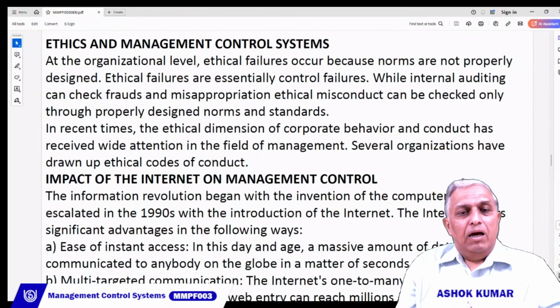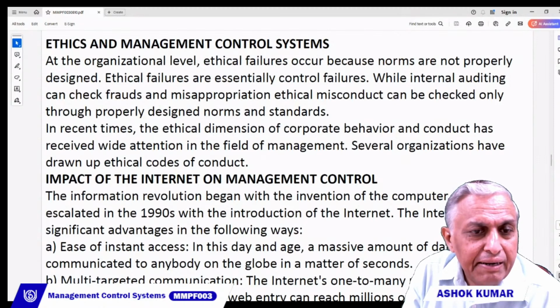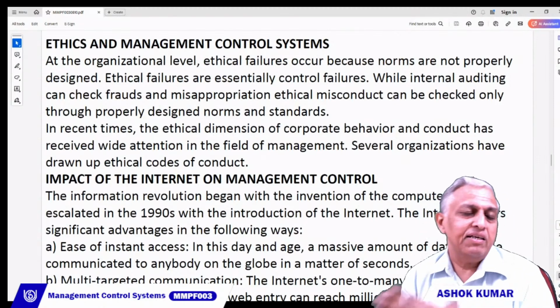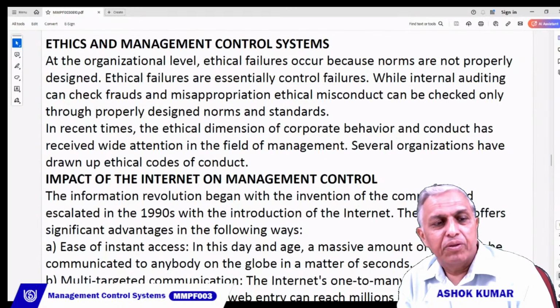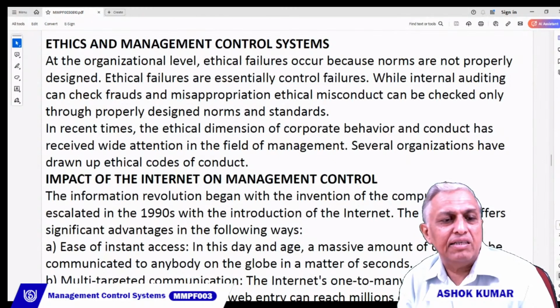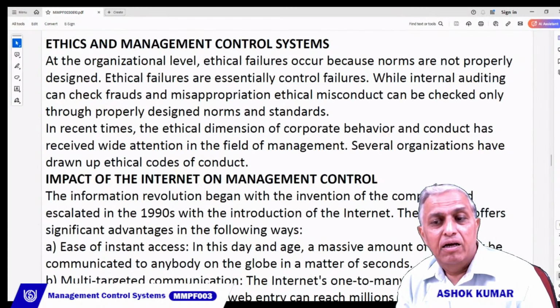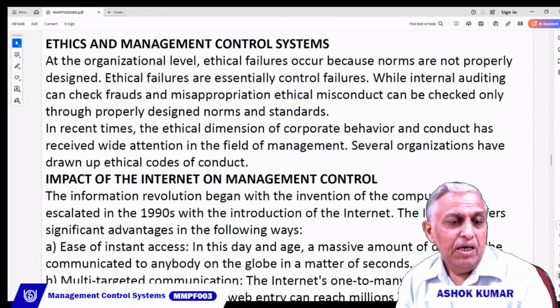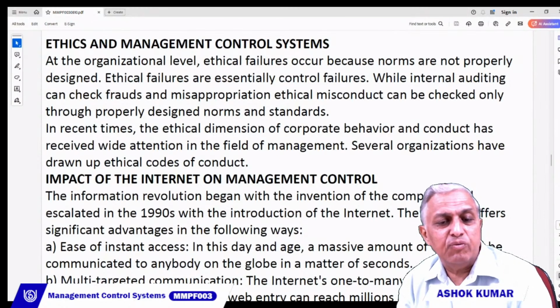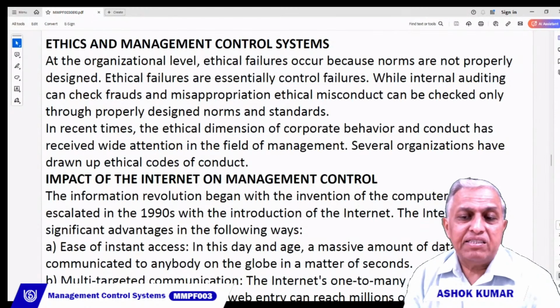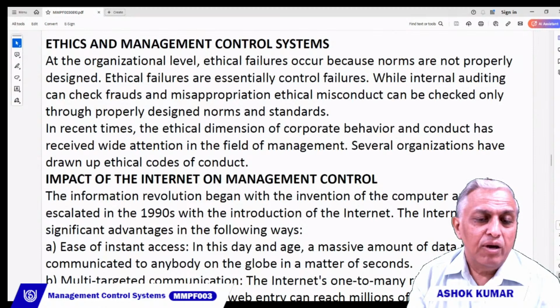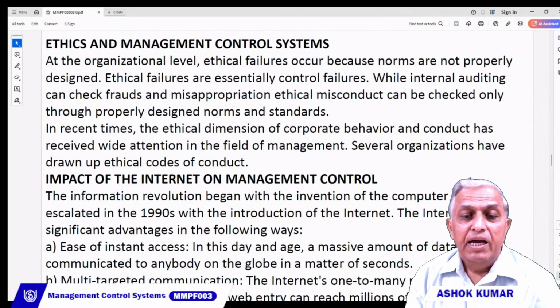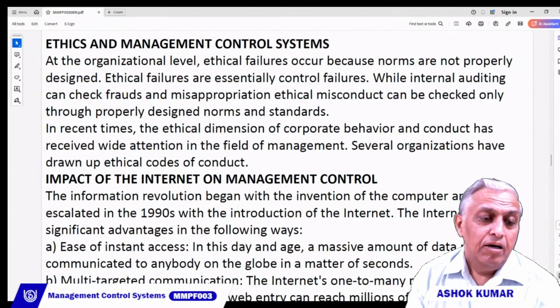Okay. Now let us understand the impact of the internet on management. It is precisely the technology part also. The information revolution began with the invention of the computer and escalated in the 1990s with the introduction of the internet. The internet offers significant advantages in the following ways. Ease of instant access. In this age, a massive amount of data may be communicated to anybody on the go in a matter of seconds.